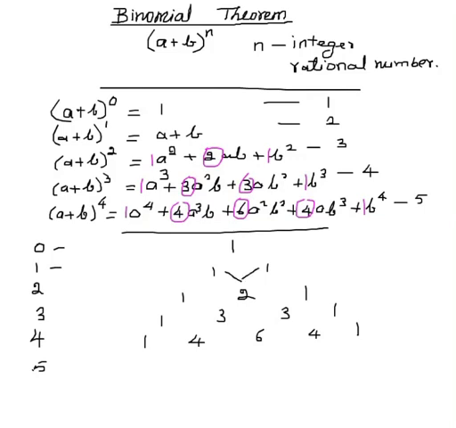See, they follow a pattern. 1 plus 1 is 2. 1 plus 2 is 3. 2 plus 1 is 3. 1 plus 3 is 4. 3 plus 3 is 6. 3 plus 1, 4. The first and the last terms will have the coefficients 1 and 1. The second term coefficient will be 1 plus 4, which is 5. Then the next coefficient will be 4 plus 6, which is 10. And then 6 plus 4, 10. 4 plus 1, 5. And the last coefficient is 1. And this is called Pascal's triangle.